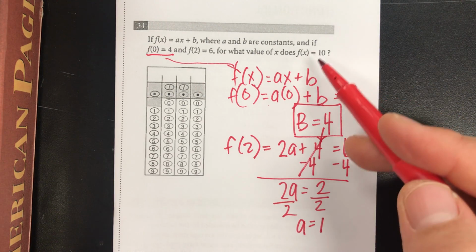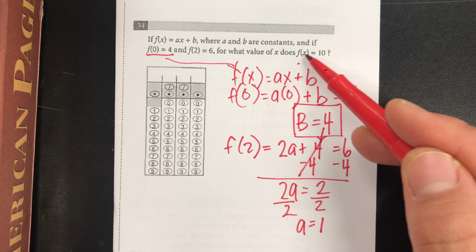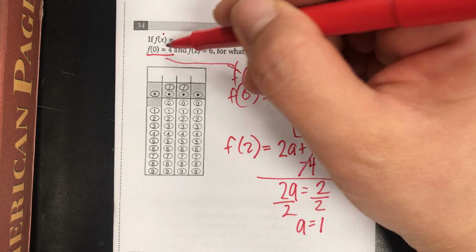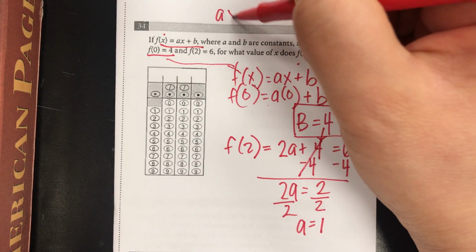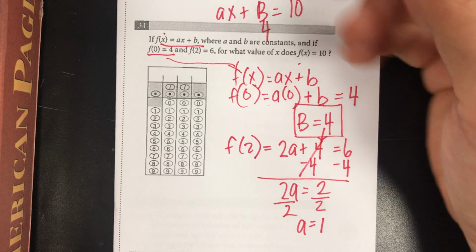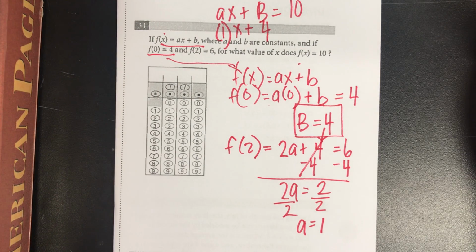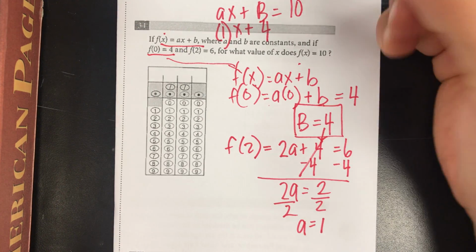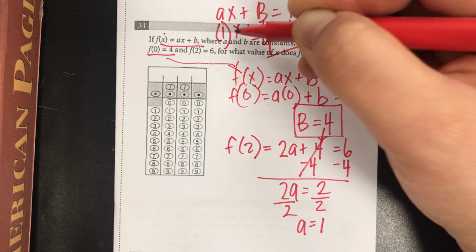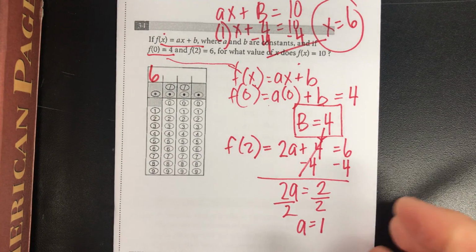But they don't ask what is a, they ask what is f of x. So now we're going to have to go f of x equals 10. Going back to this, f of x equals 10, that means ax plus b will equal 10. We know that 4 is the b, we know that a is the 1, so x is going to be there. What you're going to have to do is just solve for everything there. You're going to go negative 4, therefore x is going to equal 6. And just plug that in there.